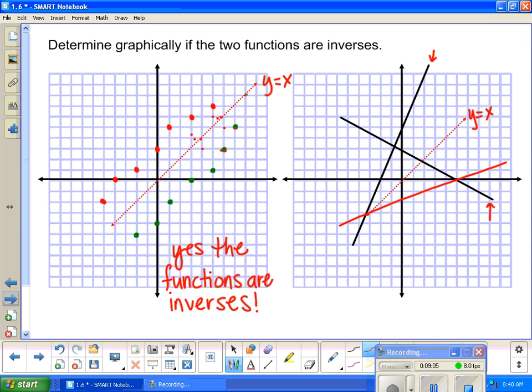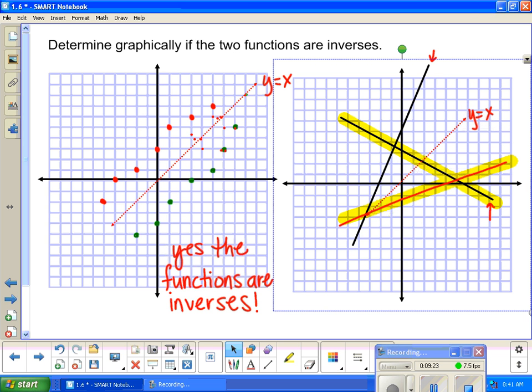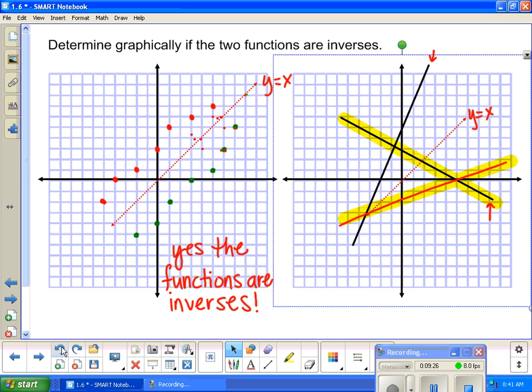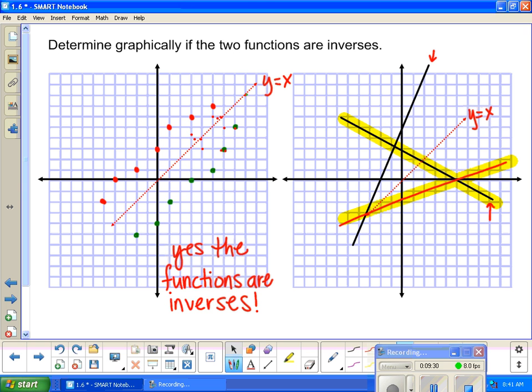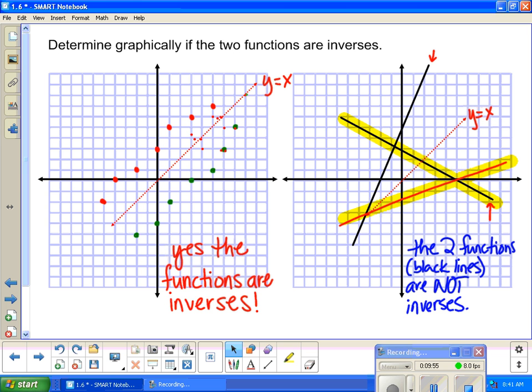As a reflection. So since this and this are not the same, these two functions, which are the black lines, are not inverses because they do not reflect over y equals x.